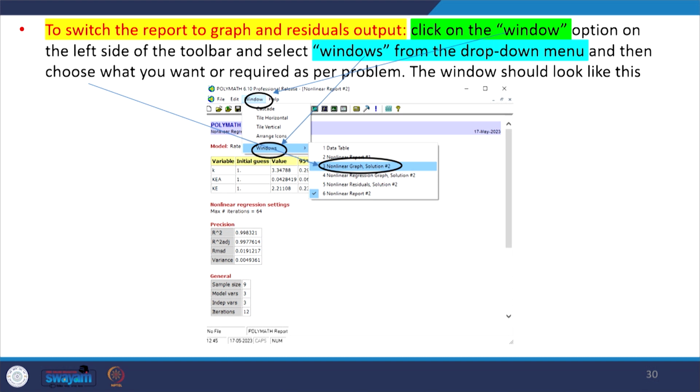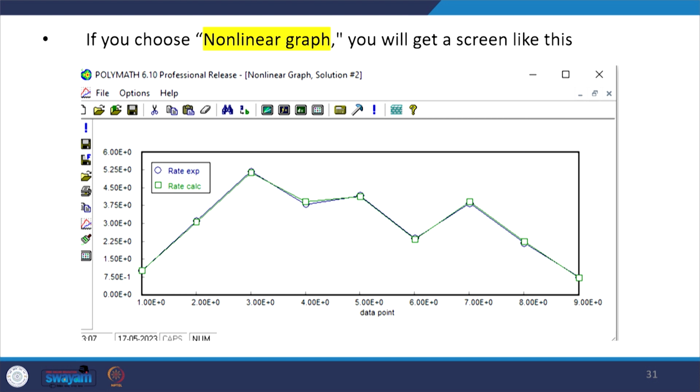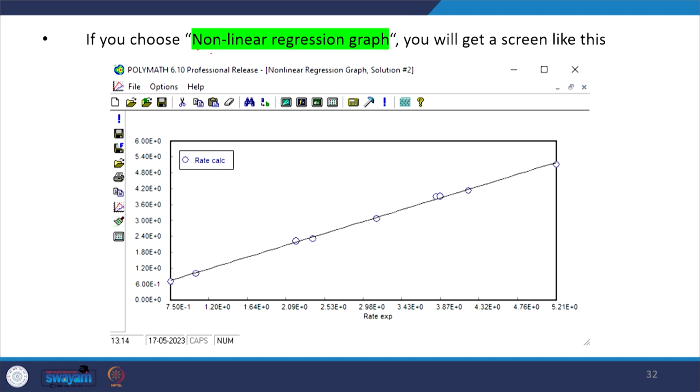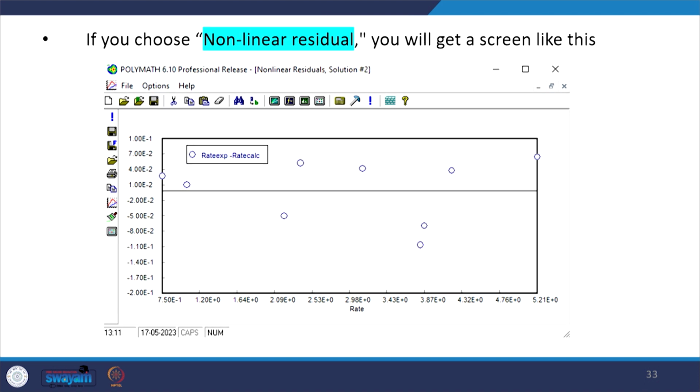Now this is in the form of reports, and if we want to get it in the form of graphs also, then this window will appear, and we have to go into nonlinear solution in the form of graphs. You can get nonlinear graphs, the experimental rate versus calculated rate. The data points look like this. If we want the nonlinear regression graphs, they would be like this, with calculated and experimental values and straight lines like this. The nonlinear residuals would look like this.